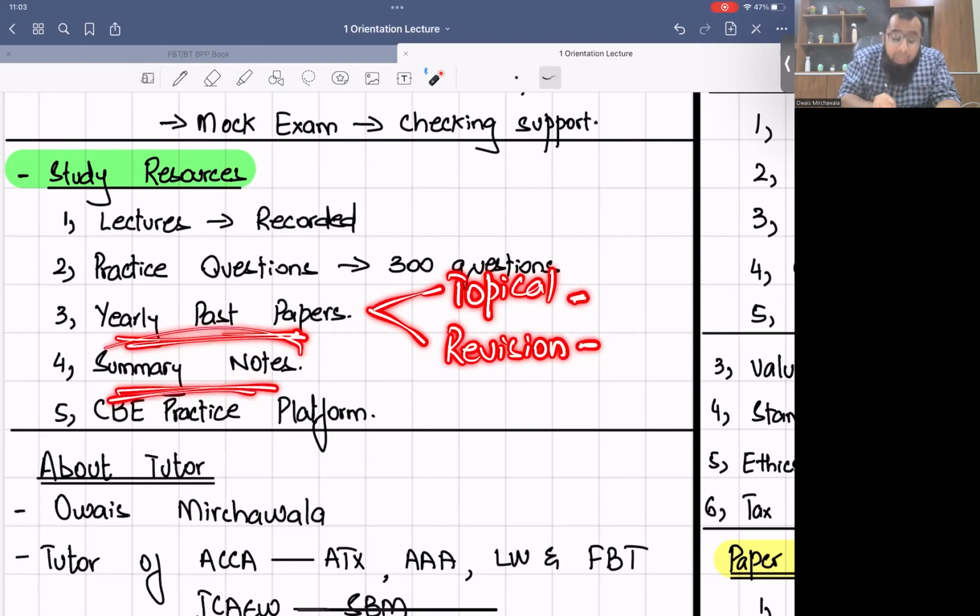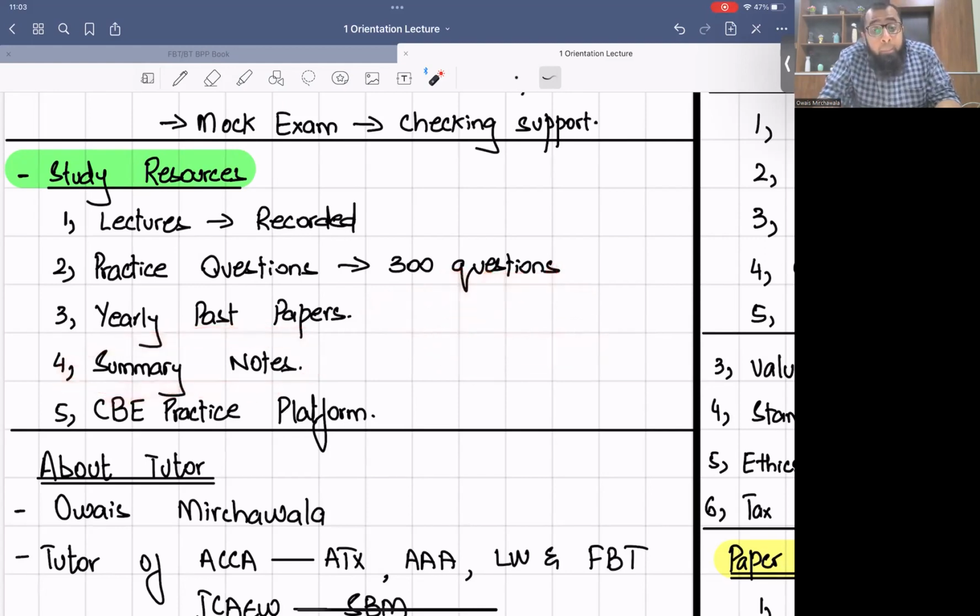Then I will give you my summary notes. The entire course of advanced taxation is summarized on 40 pages. Now, these summary notes help you to learn the rules, help you to remember the rules. And obviously, the CBE practice platform is also included so that you can have an idea of how you have to deal with the CBE exam.